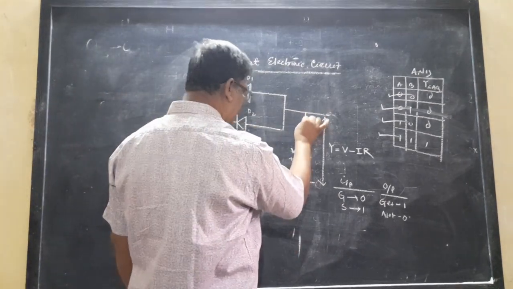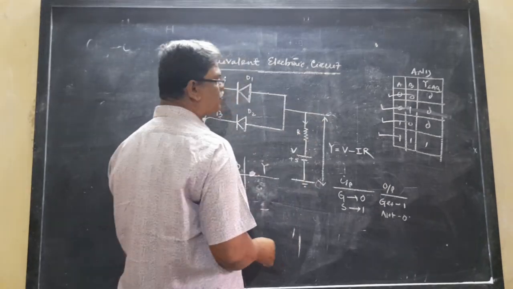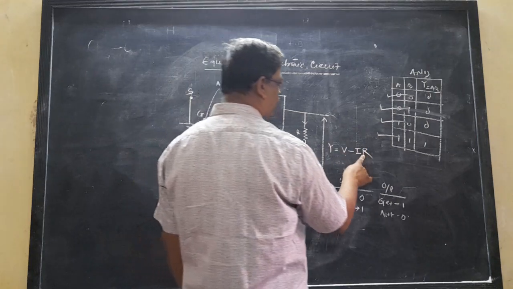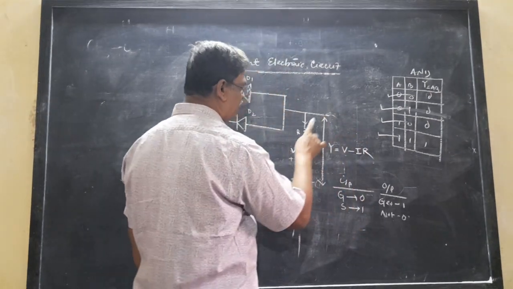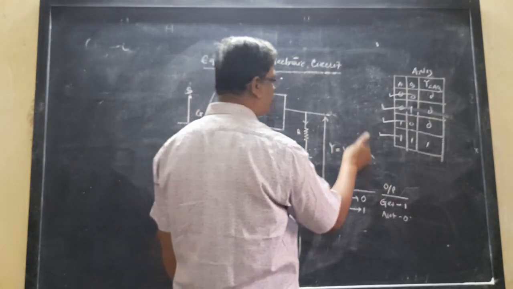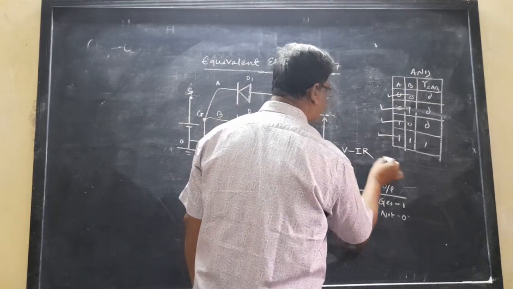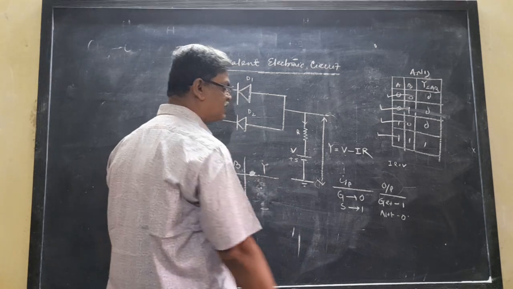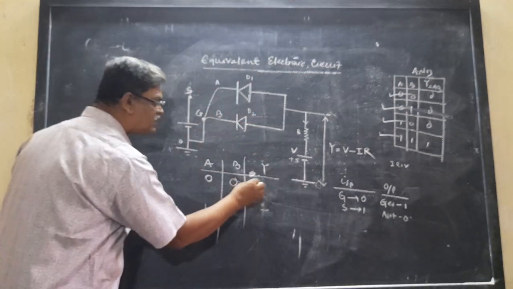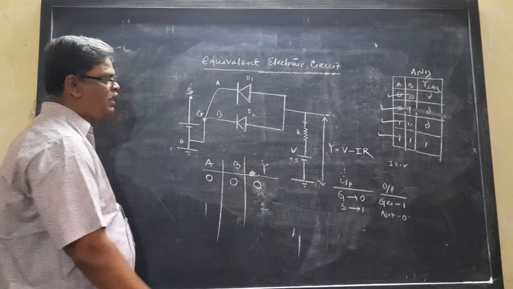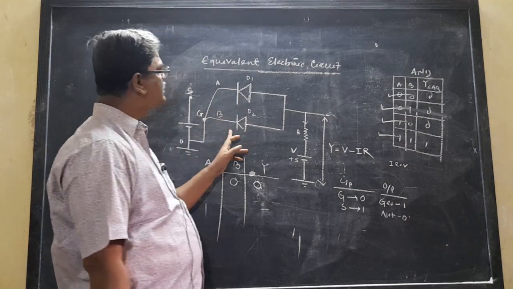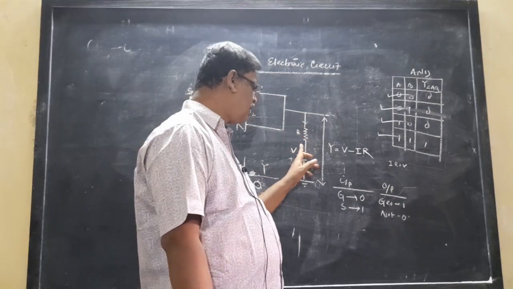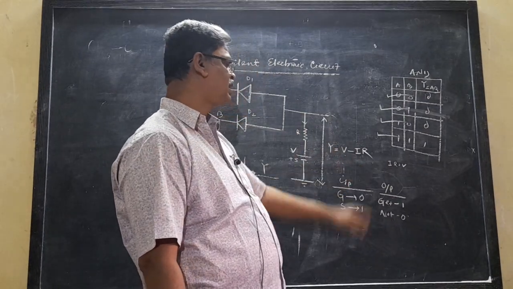As there is a current in the circuit, the current flows. When current flows through the circuit, we take the R in such a way that this IR is equal to V. IR is how much? V minus V is how much? 0. So we get 0. Clear? The first time, when both the diodes are connected to the Z, there is a current through the R and the total output is 0.